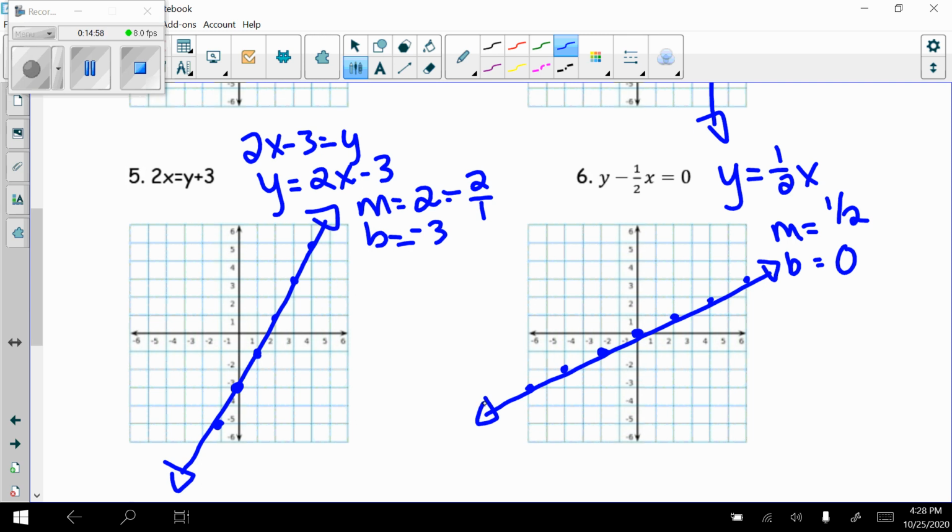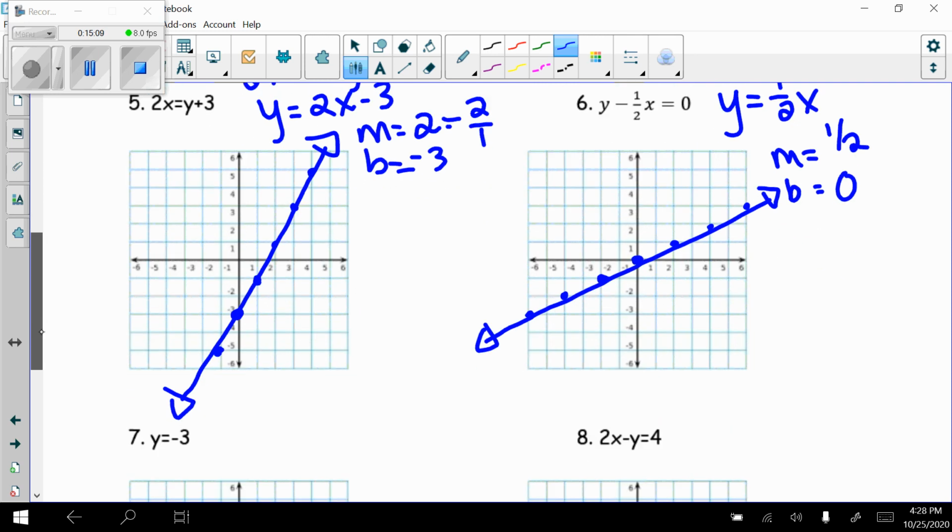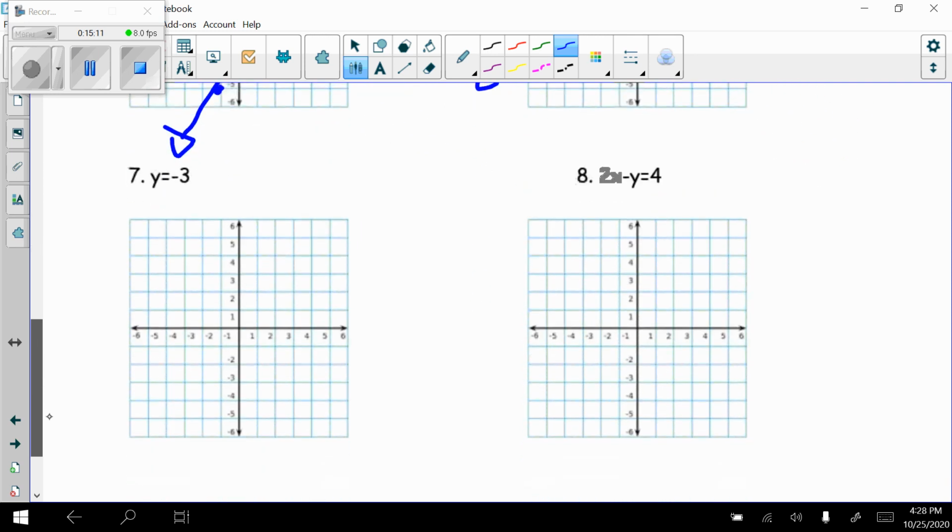And again, I'm going to check to make sure that my graph makes sense. I said I had a positive slope. From left to right, my graph is in fact increasing. All right, let's look at number 7.